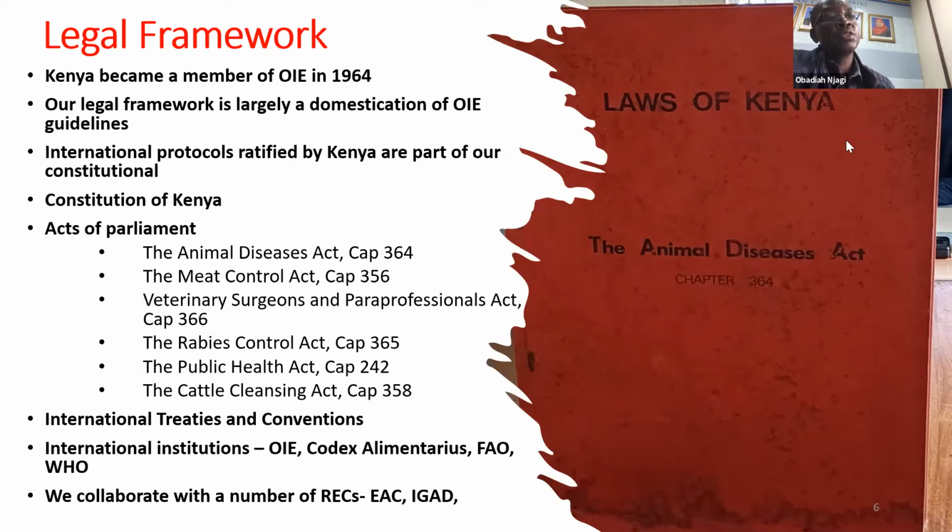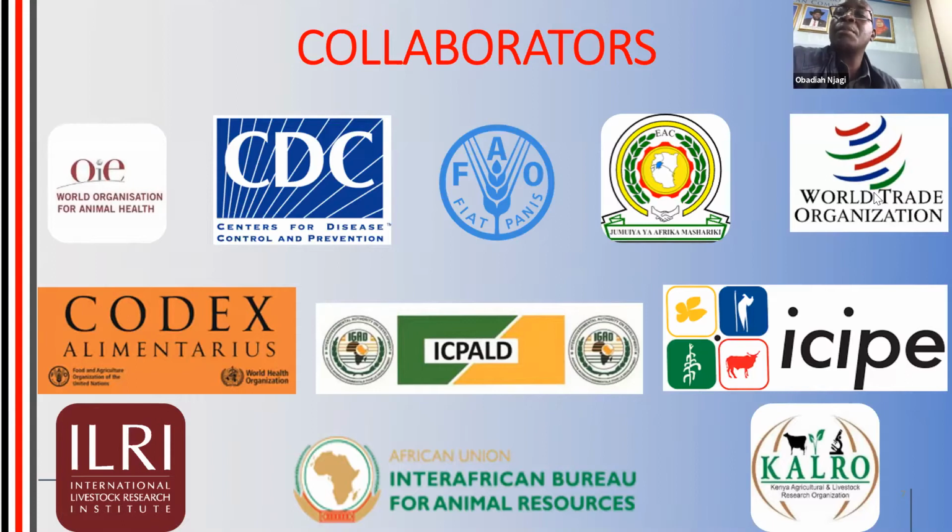If you move to the next slide, it shows more in detail. These are some of the institutions I've mentioned, the OIE. The CDC is a partner here in matters of public health, especially now in zoonosis and AMR. FAO, then the EAC, WTO, Codex, I mentioned IGAD and ICPALD. KALRO is a national research institution that focuses on agriculture and livestock research. Then the AU-IBAR, the Inter-African Bureau for Animal Resources, and ILRI. In fact, as you might know, we host one of the ILRI facilities in Africa that deals with livestock research. Next slide, please.